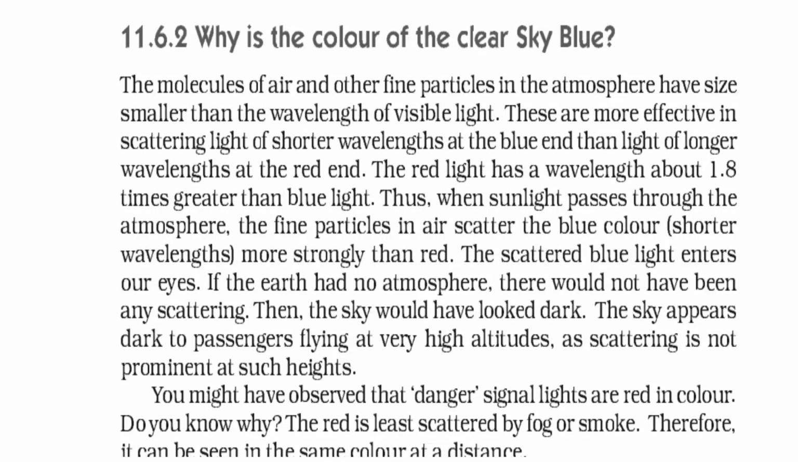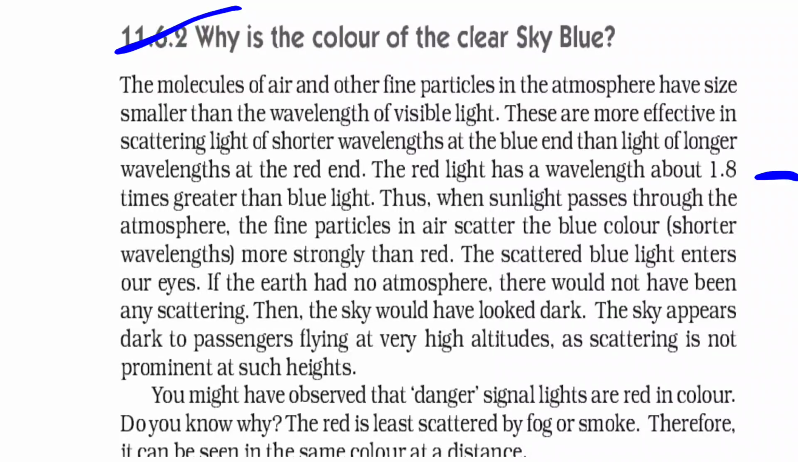Why is the clear sky blue? The molecules of air and other fine particles in the atmosphere have size smaller than the wavelength of visible light. These are more effective in scattering light of shorter wavelength at the blue end than light of longer wavelength at the red end. The red light has a wavelength about 1.8 times greater than blue light. Thus, when sunlight passes through the atmosphere, the fine particles in air scatter the blue color, that is, with shorter wavelength, more strongly than red. The scattered blue light enters our eyes.